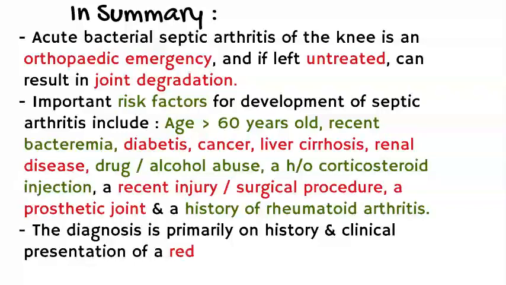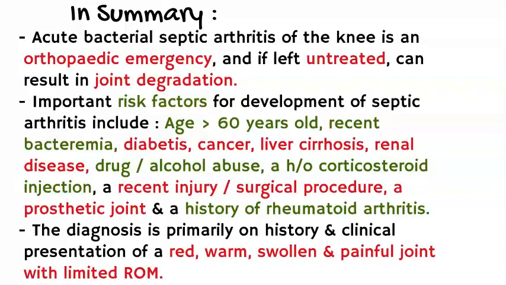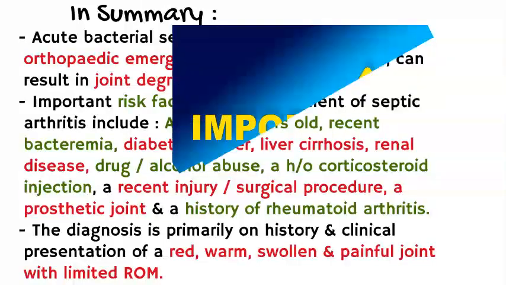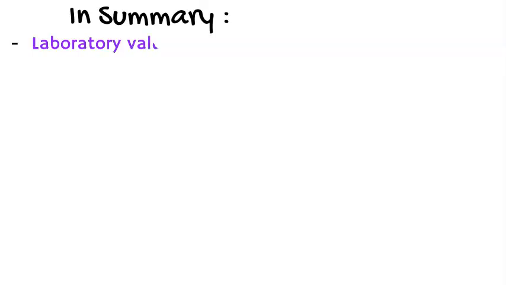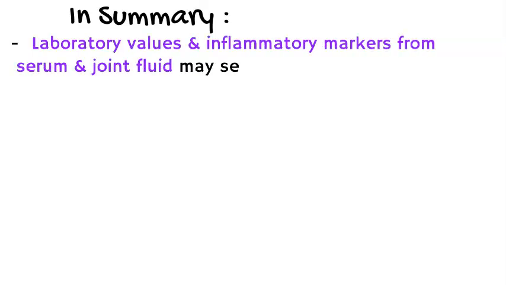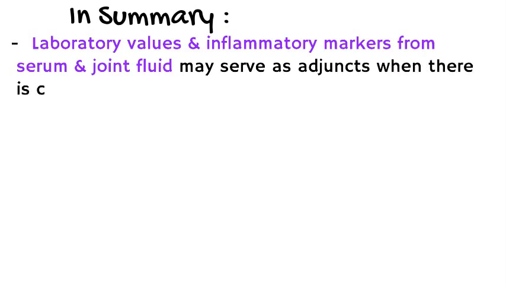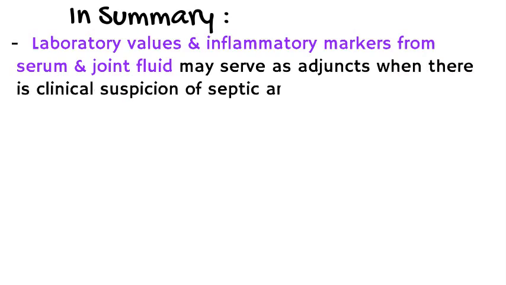The diagnosis is primarily based on history and clinical presentation of a red, warm, swollen, and painful joint with limited range of movement. Laboratory values and inflammatory markers from serum and joint fluid may serve as adjuncts when there is clinical suspicion of septic arthritis.